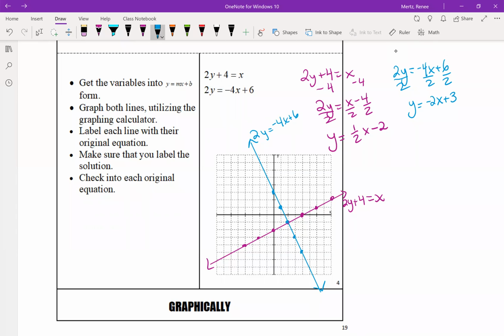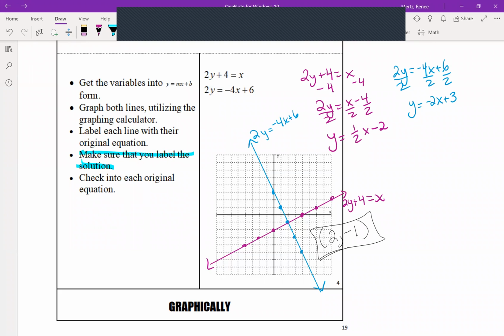Make sure you label the solution. What's the answer to this? It's such a big deal. Make sure you label the solution. No point in doing all that awesome work and then not saying the answer. So the solution is the intersection point. So they intersect at 2, -1.